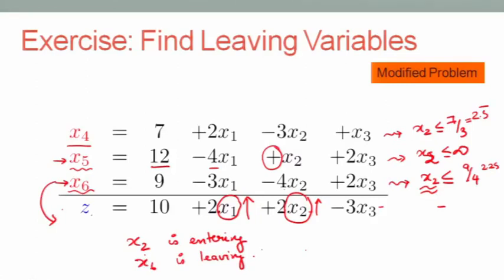And going back, if x1 tries to enter, then you have a choice. You can either say x5 or you can say x6. Okay? And we'll look at what this means, but right now we are just looking at the basic simplex and we are not going much deeper than that.